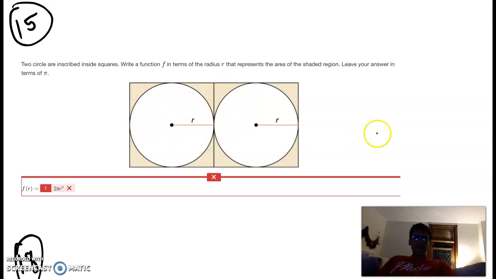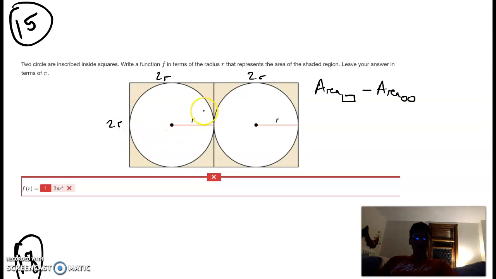So it would be basically the area of the rectangle minus the area of the two circles. So the area of the rectangle, this would be 2r, 2r, and this would be 2r.